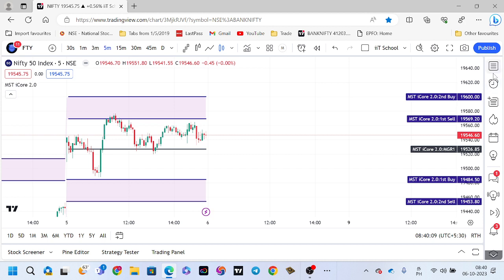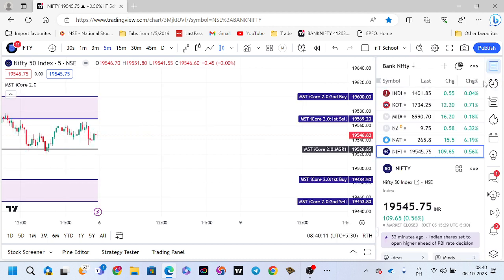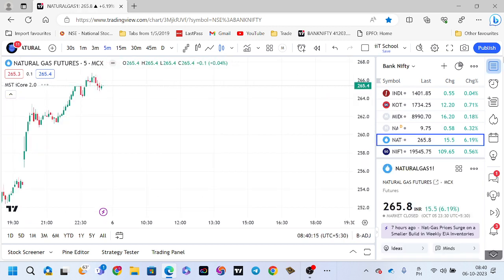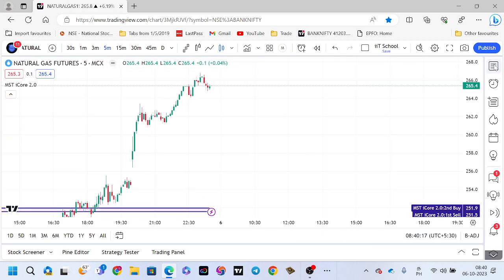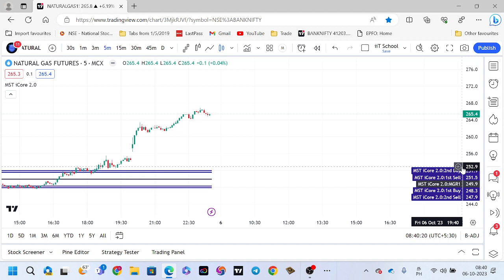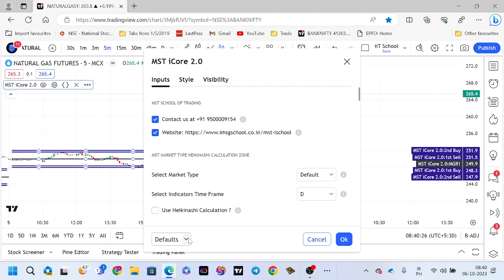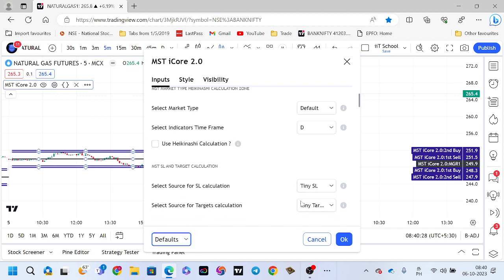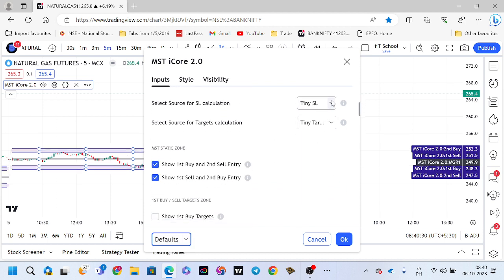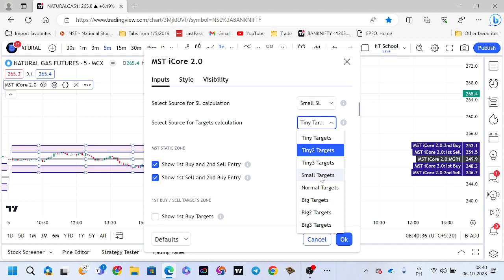Let me show you one more script from the commodity, what we can take. Yeah, natural gas is there. It is very nearby to Nifty. That's why I am always selecting natural gas. So now the same thing we have to follow here also. Go to the indicator settings, reset, and since it is 3 digit natural gas, I am keeping a small stop loss and small target.